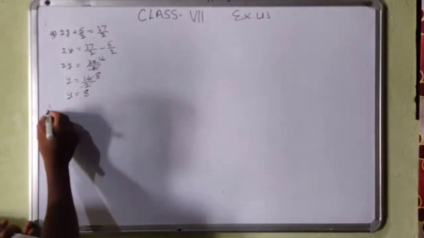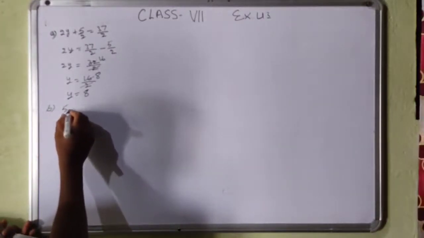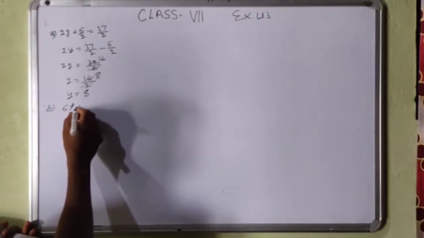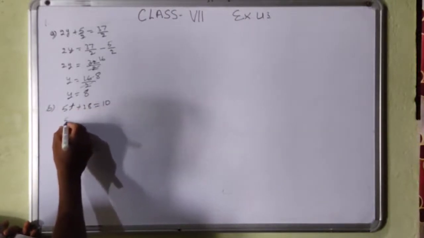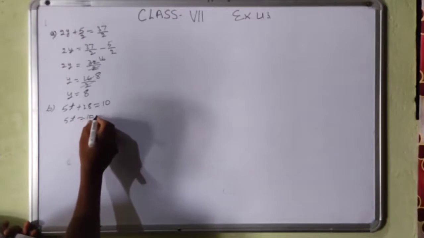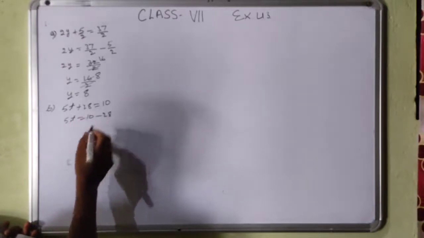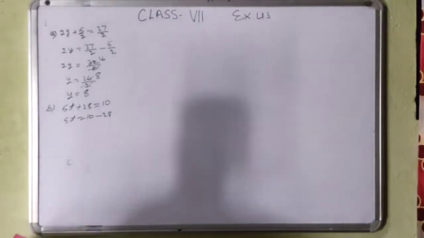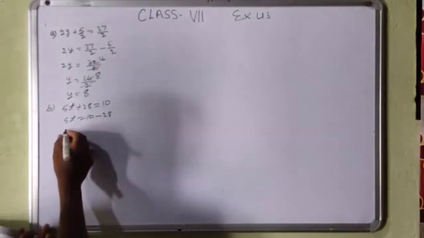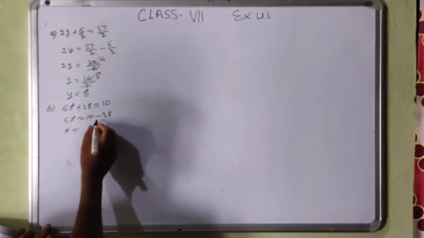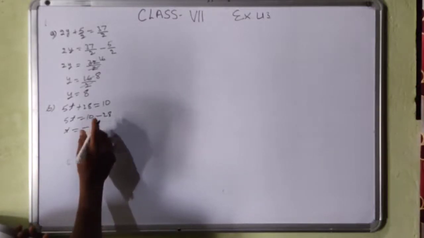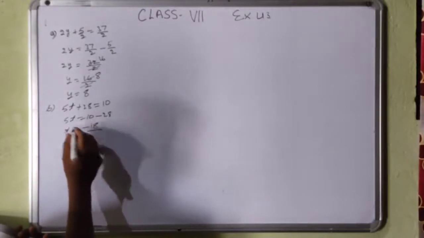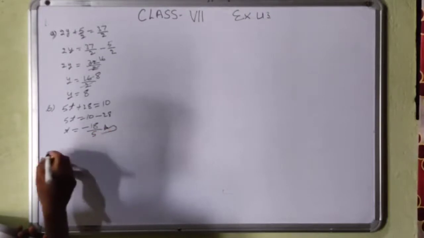B part, 5t plus 28 is equal to 10. So 5t is equal to 10 minus 28. When it is interchanged, the sign will also change. So t is equal to, minus is more than plus, so the subtraction is 18, and then 5 also will come like this. This is the answer.